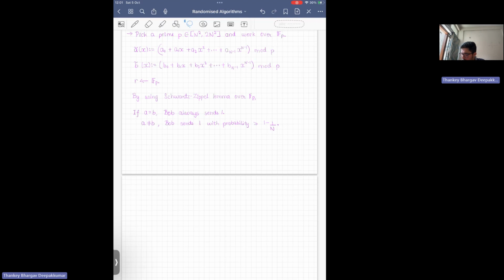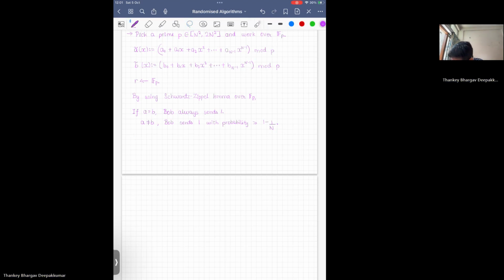Okay, but now what's the communication complexity? Now A tilde R and B tilde R would be in F_p. And we know that every element of F_p can be at most p minus 1, so let's say at most p. And how many bits do you require to send an element from 0 to p minus 1? At most order log p, right?